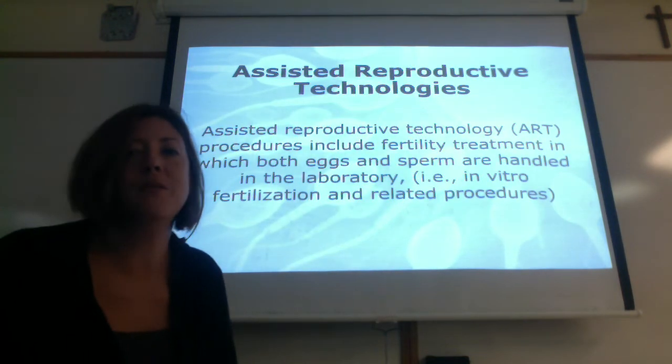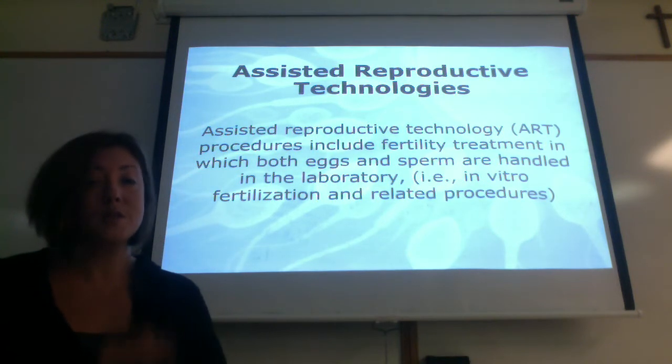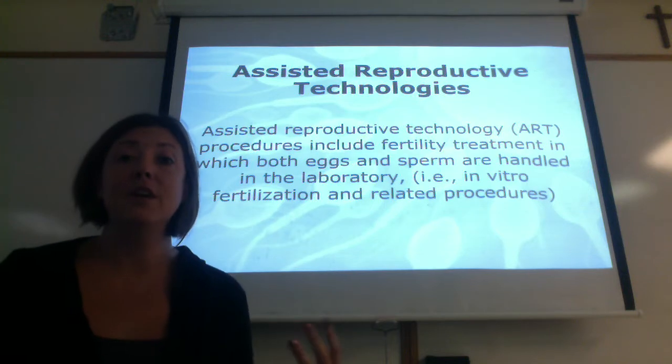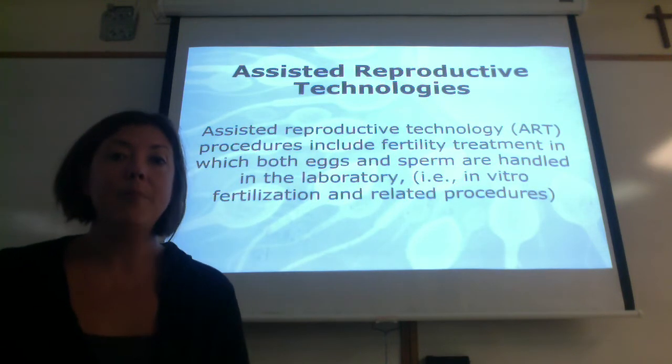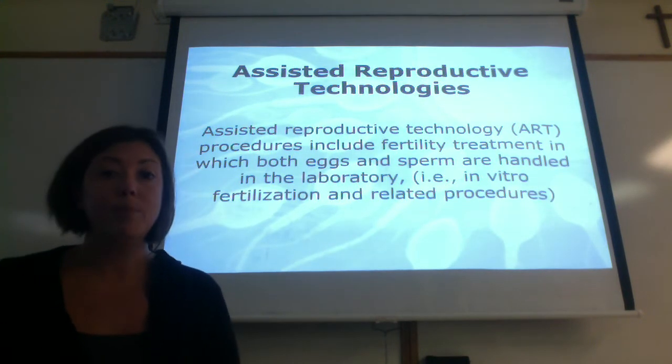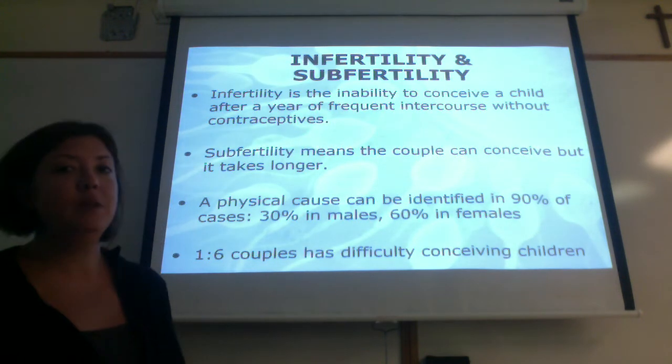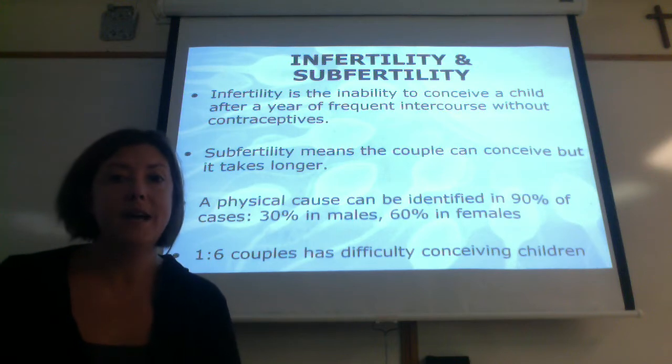Today we'll be talking about reproductive technologies in which sperm and egg are removed from the male and the female individual and are then going to be processed in a laboratory and put back into the female either pre or post fertilization. So infertility is defined as the inability to conceive a child after 1 year of attempts.